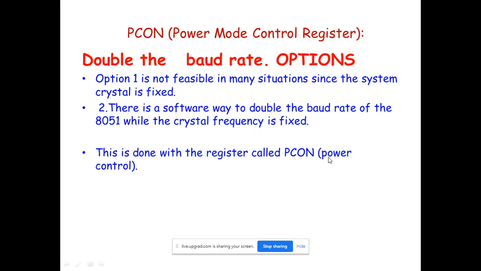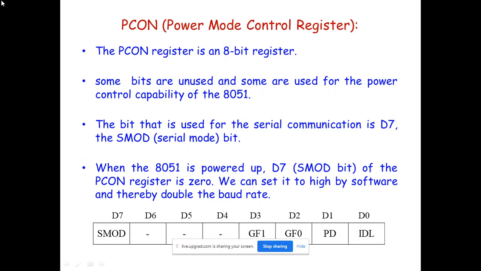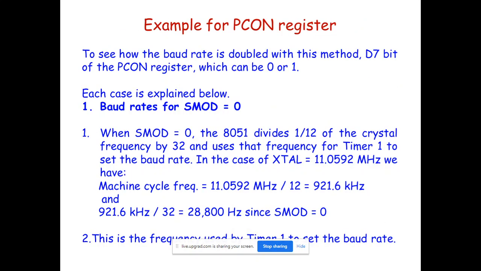The long form of PCON is power control register. Again it is an 8-bit register. Out of these 8 bits, we are concentrating on the MSB, that is the D7 bit, the SMOD bit. With the help of the SMOD bit you can double the baud rate. Now there are two options.